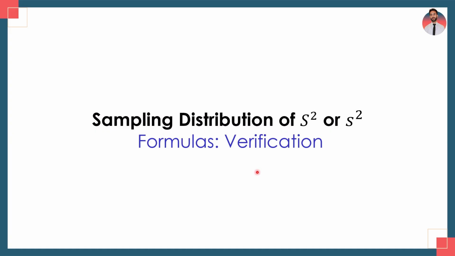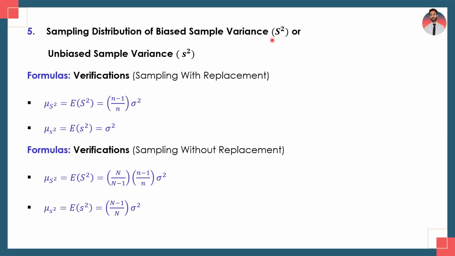In the last point, I will discuss verification formulas for sampling distribution of biased variance S square and unbiased variance small s square. First, verification for sampling with replacement: expected value of capital S square, also denoted by mu S square, is equal to n minus 1 in the numerator and n in the denominator, multiplied by the variance sigma square. This is the first verification for biased sample variance capital S square. And for the unbiased sample variance, mu of s square, which is the expected value of s square, is exactly equal to sigma square, the population variance.